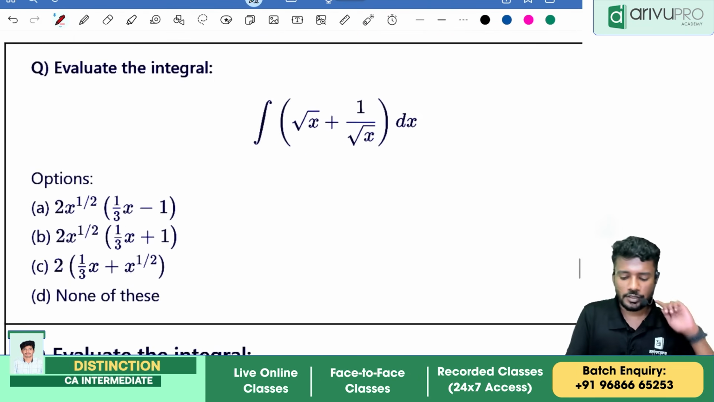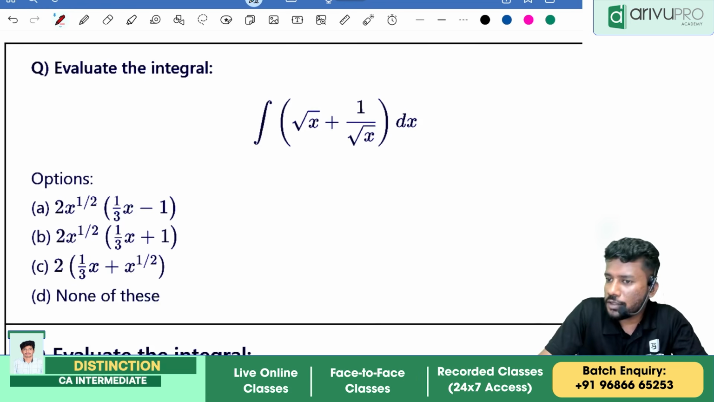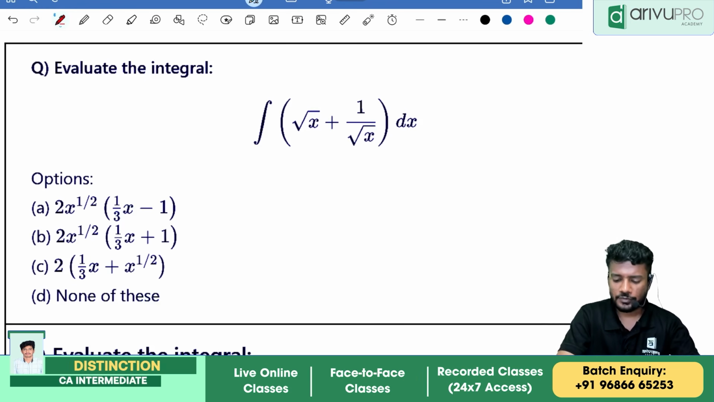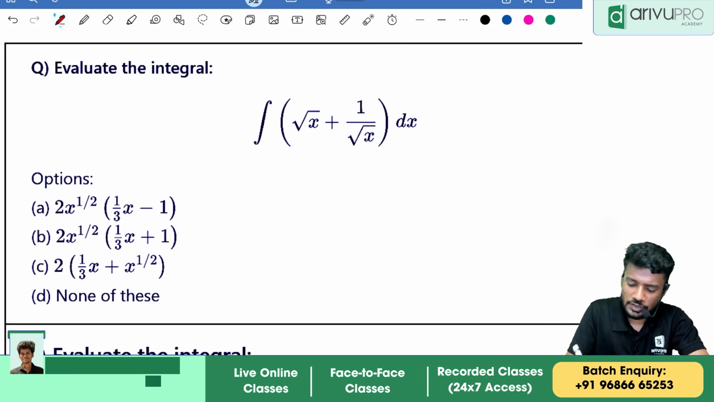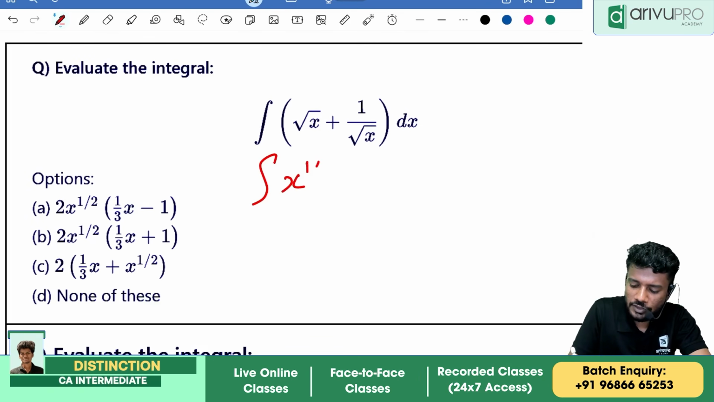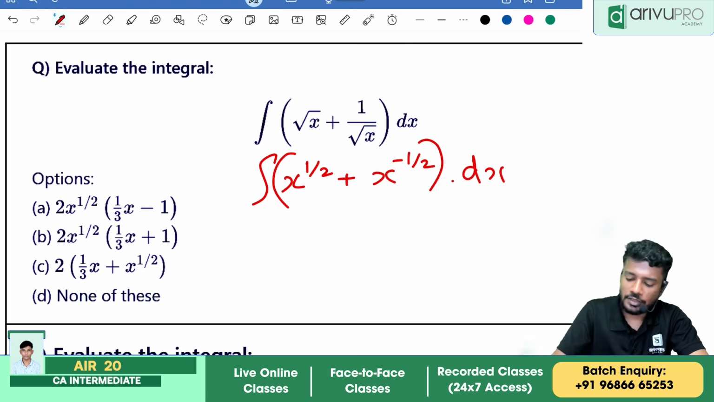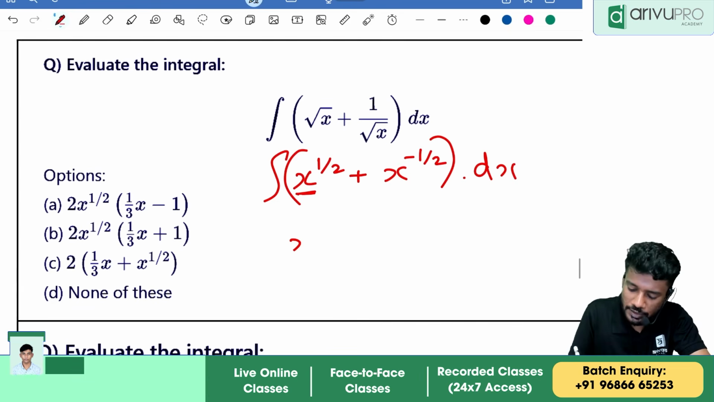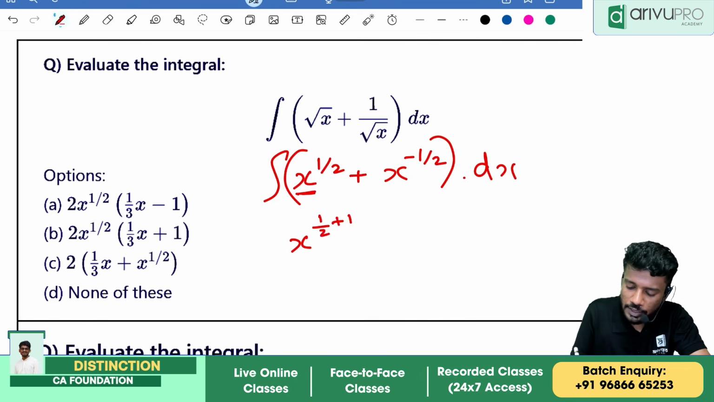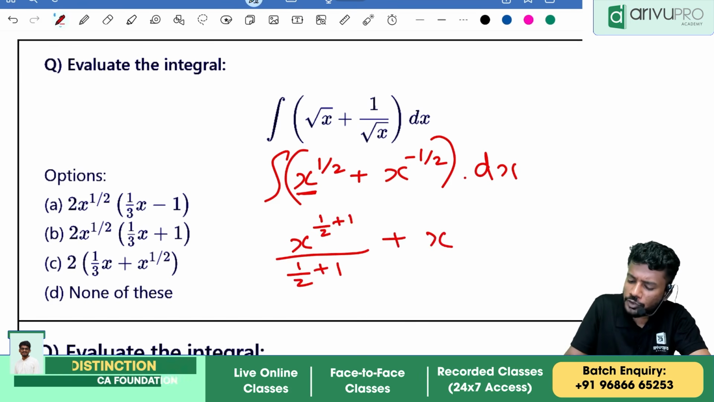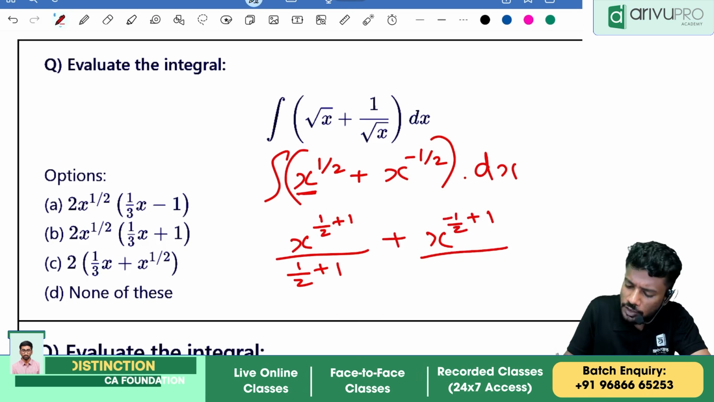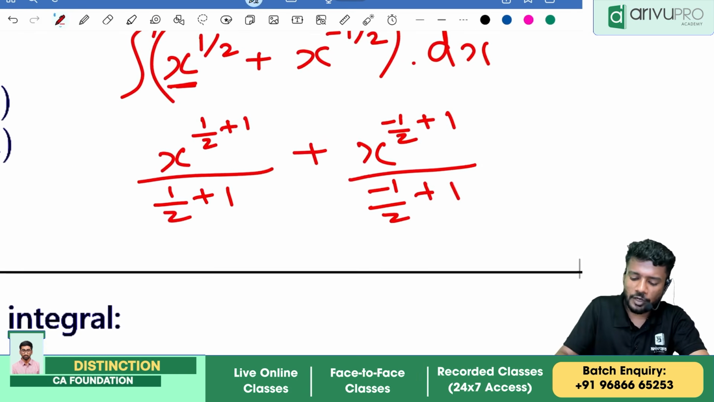Now the first question. Solve it for me. How to write this? Can you rearrange root x like this? Integral of x raised to 1 by 2 plus x raised to minus 1 by 2. Is that correct? Yes. Take the integral of each term, you will get the answer. Integral of x raised to 1 by 2 is x raised to 1 by 2 plus 1 divided by 1 by 2 plus 1. Then plus x raised to minus 1 by 2 plus 1 divided by minus 1 by 2 plus 1. You tell me how much is the answer.